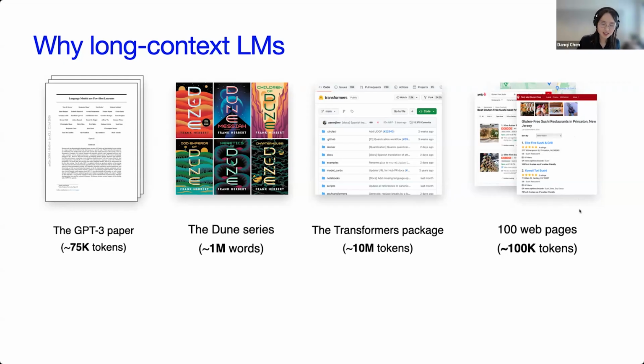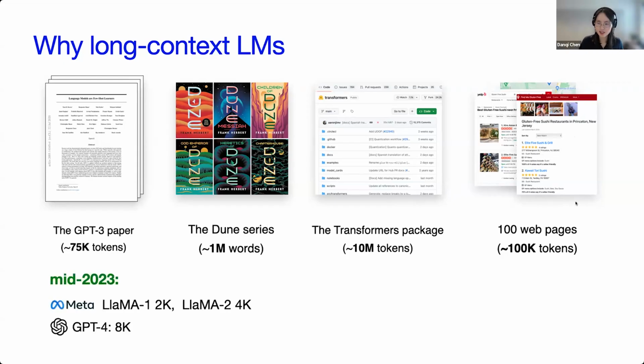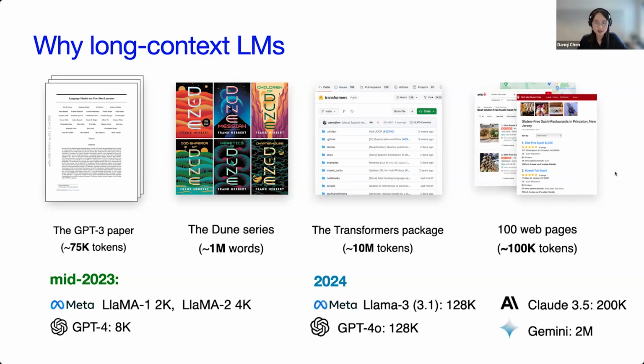Here is a fun fact, and I was pretty surprised by this when I worked on this slide. Back in mid-2023, just about 1.5 years ago, we really didn't have models that could support very long context sizes. At that time, Llama 1 had a 2,000 context window size, Llama 2 had 4,000, and even GPT-4 at the time could handle at most 8,000 tokens. Today, you have probably all heard of recent advances: Llama 3.1 and GPT-4 support 128,000, Claude 3.5 has 200,000 tokens, and Gemini claims they can support a 2 million context window size.